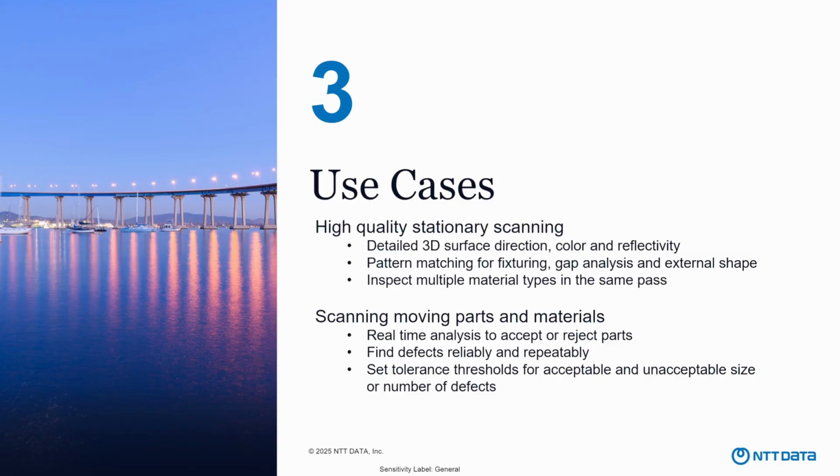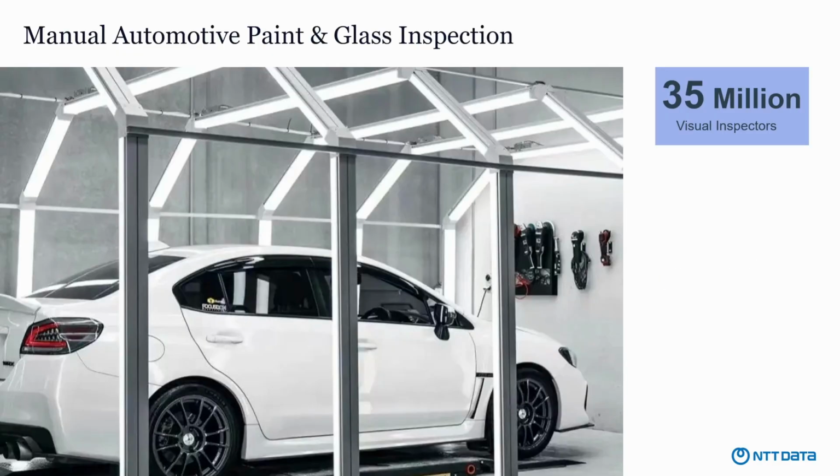And then really the second class of use cases fit into this idea of scanning moving parts and materials. So the idea of doing real-time analysis to reject or accept parts while they're on a production system. So literally as they're moving, it's able to find defects reliably and repeatedly, and you could set the tolerance for the size or number of defects perhaps in a given area. And we're going to look at some specific examples.